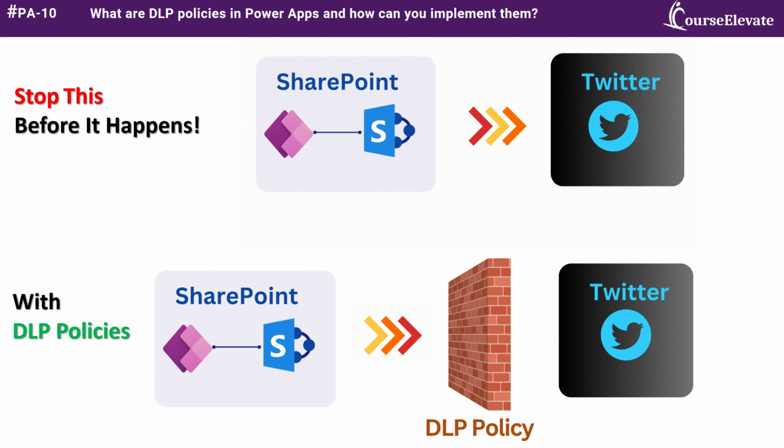That's exactly the kind of disaster data loss prevention policies are designed to stop in Power Platform so that it never happens. So, how do DLP policies actually work behind the scenes? What happens if a maker tries to use something like a Gmail connector in a blocked environment? Well, that's what we are about to explore.